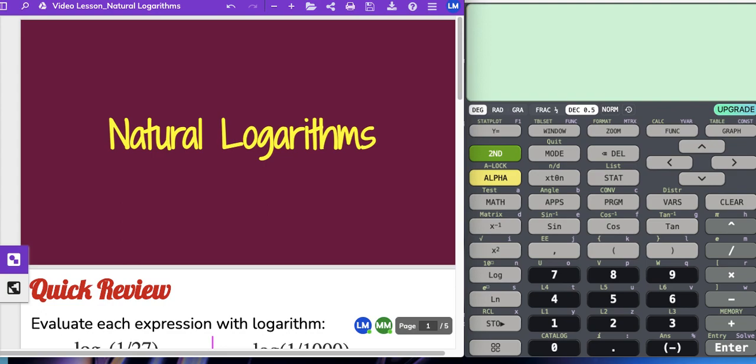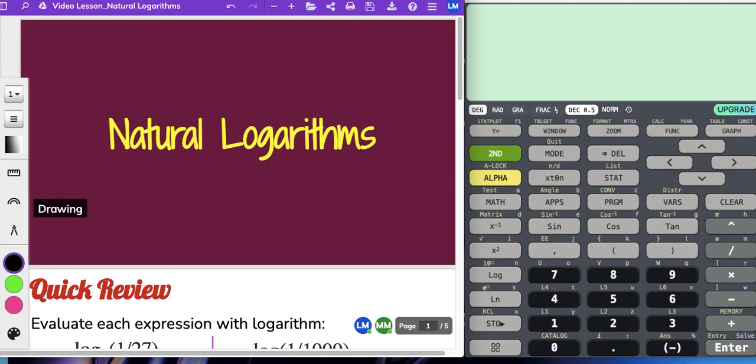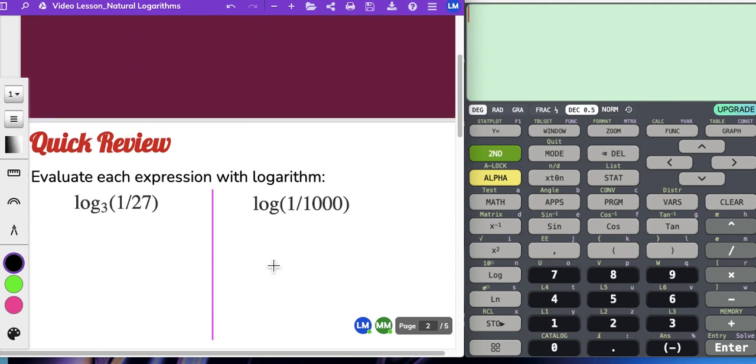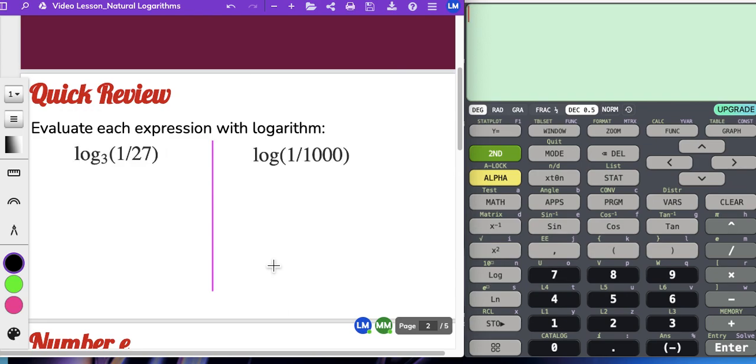Today in this video, we are going to talk about a new type of logarithm, which is called the natural logarithm. We will use this one to compare with the common log we mentioned before. To start the lesson, we're going to do a quick review. So let's check these two logarithms.